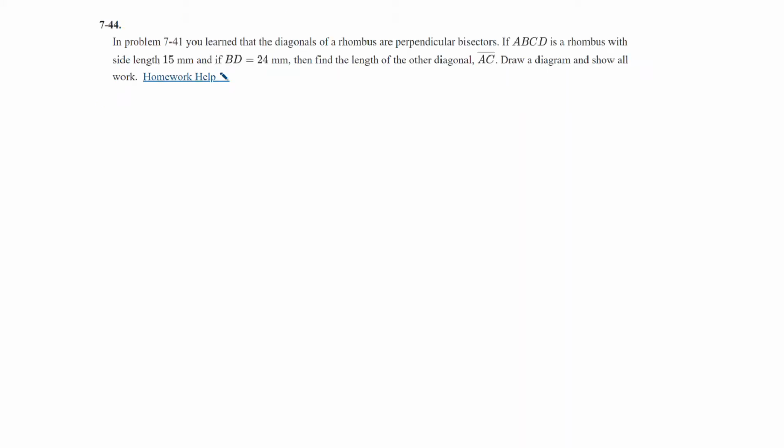Question 44. In problem 41, you learned that the diagonals of a rhombus are perpendicular bisectors. If ABCD is a rhombus with side lengths 15 millimeters, and if BD is 24 millimeters, then find the length of the other diagonal, AC. Draw a diagram and show all the work. So the first thing we need to do is set this up and start labeling things so we know what it is that we're looking at. Alright, given the information, I went ahead and set it up.